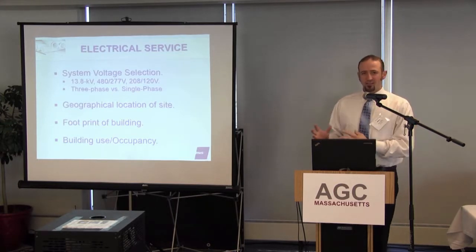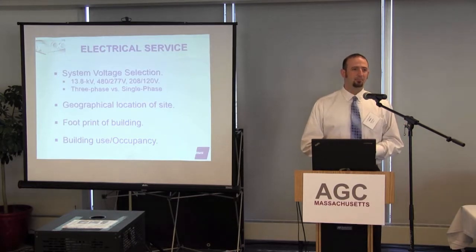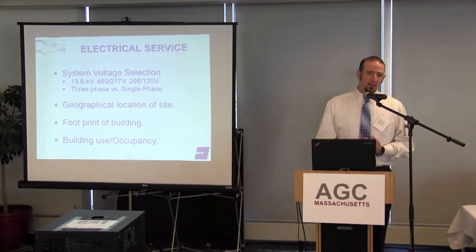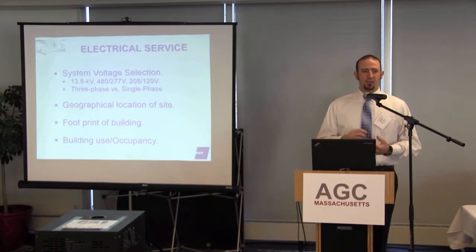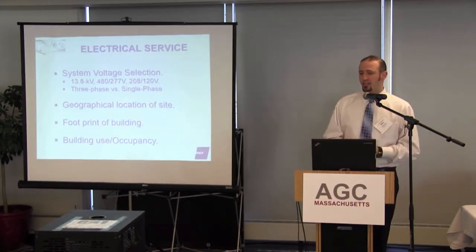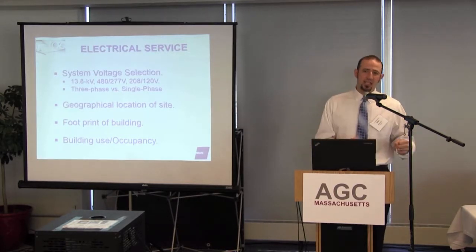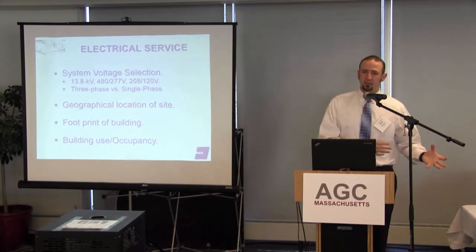The other part of the system selection is the geographical location of the building. So once you select the building, where it is located, whether it be in the city of Boston, in a rural area, in a town, each area has a distribution system. For example, in the city of Boston, there's a 13.8 distribution underground. So every building is going to have a 13.8 input, a utility transformer, and then you can select the output voltage to that.